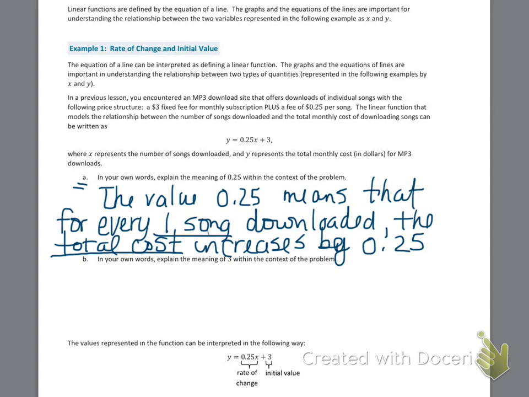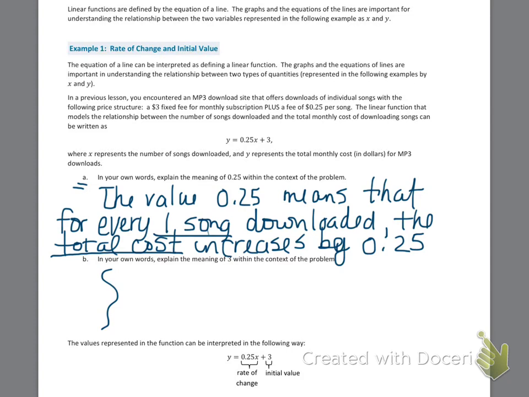Okay, so part B, in your own words, explain the meaning of 3. And so you might have said something like, the value of 3 represents the initial cost of $3 for downloading 0 songs. Okay, and so that pretty much says it all. Or you could have said something like, there is a fixed cost of $3 just to subscribe to the site, even if you don't download songs. So I won't write that out, but something to that effect.